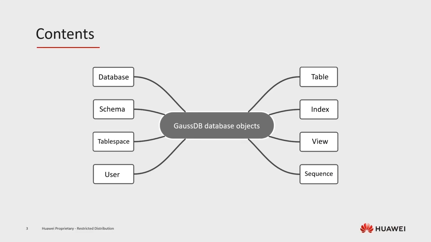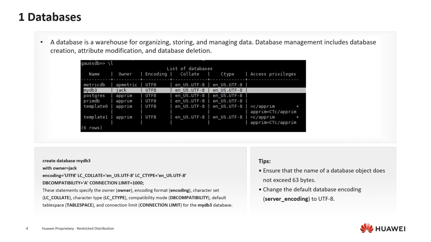In this lecture, we are going to describe the following objects: database, schema, tablespace, user, table, index, view, and sequence. We will introduce each of these objects in detail. Let's start with database. A database is a basic object where we store and organize data. In GaussDB, we create a new database by copying a template database.